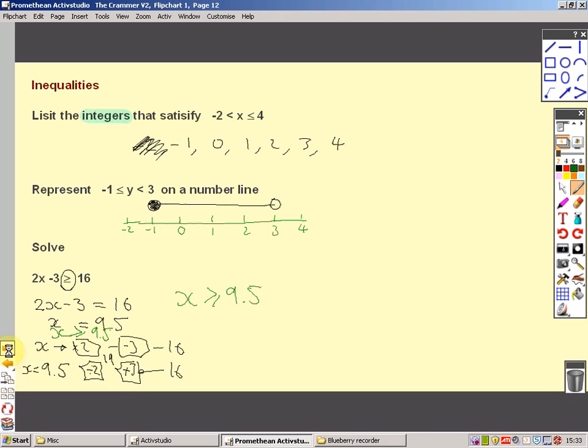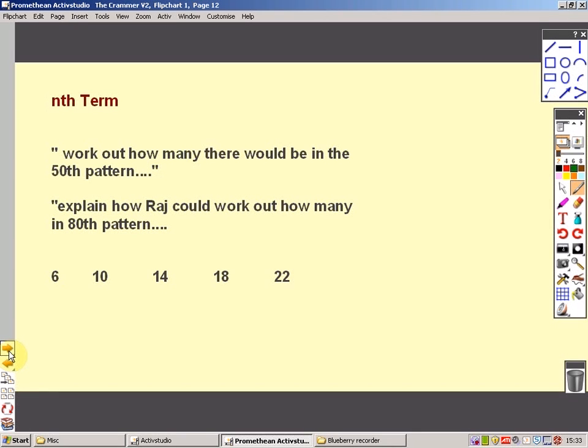The nth term. This comes up quite frequently. Work out how many there would be in the 50th pattern. You'll quite often get a pattern of houses drawn out for you, something like this maybe, or something else with matchsticks, and you need to draw various different patterns of them. Work out how many there would be in the 50th pattern is a common question, or explain how Raj could work out how many were in the 80th pattern. There are all ways you can do that. The simplest one though is to find the nth term and use that.